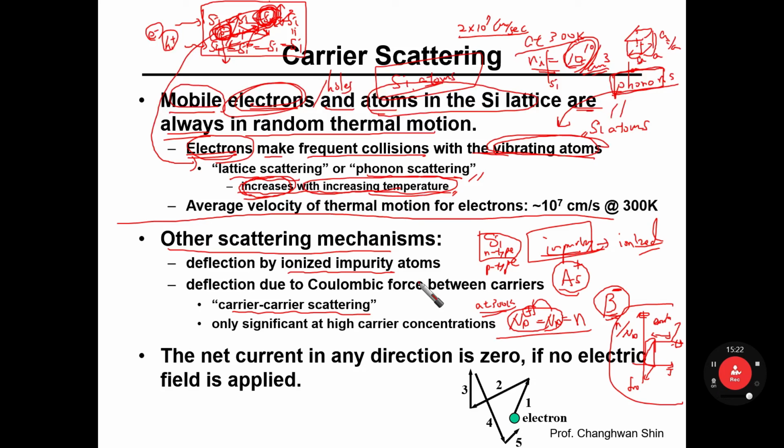Anyhow, ionized impurity atoms always exist in doped silicon material. So let me switch the color.